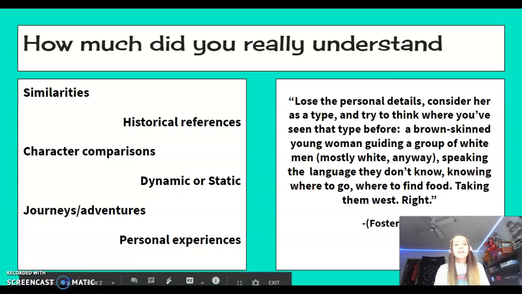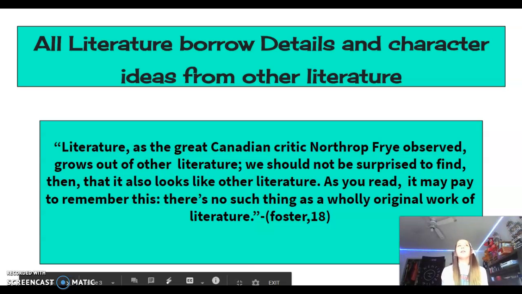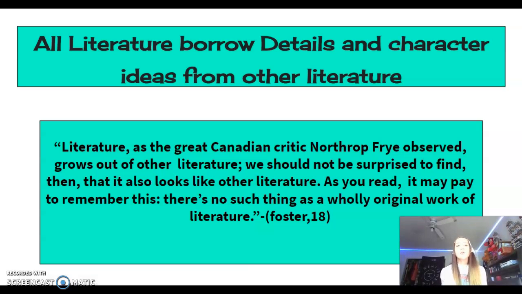Other examples of how to read literature like a professor are quotes such as, "Literature, as the great Canadian critic Northrop Frye observed, grows out of other literature. We should not be surprised to find, then, that it also looks like other literature. As you read, it may pay to remember this. There's no such thing as a wholly original work of literature."